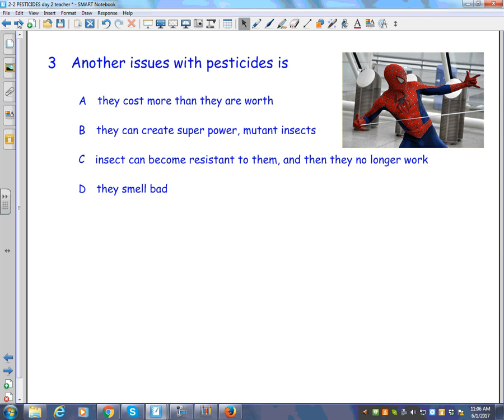A couple more questions. Another issue with pesticides is that they cost more than they're worth. They can create superpower mutant insects. Insects can become resistant to them, and then they no longer work.